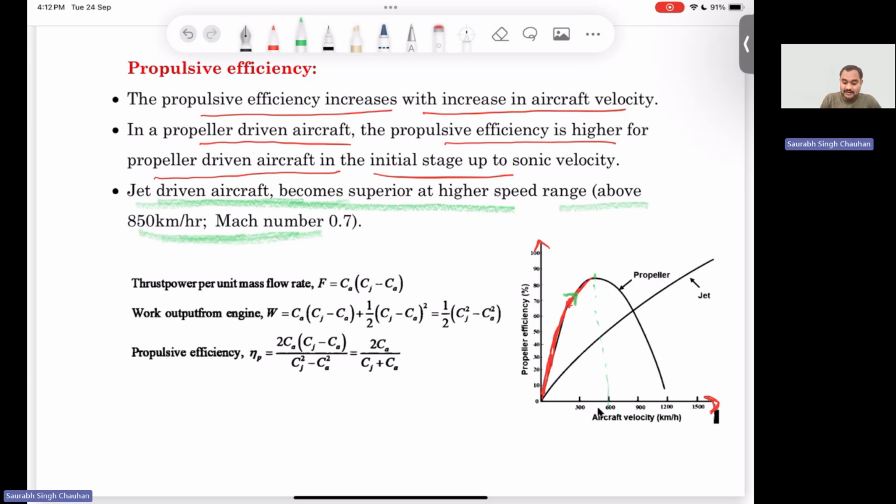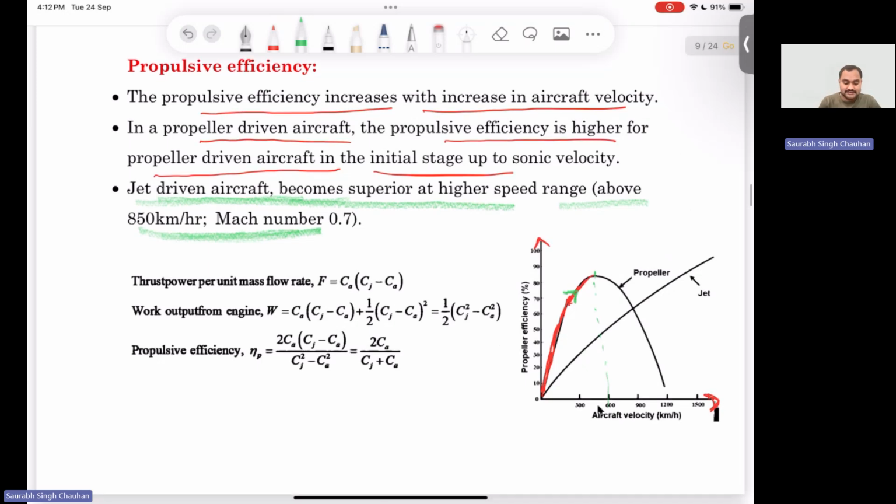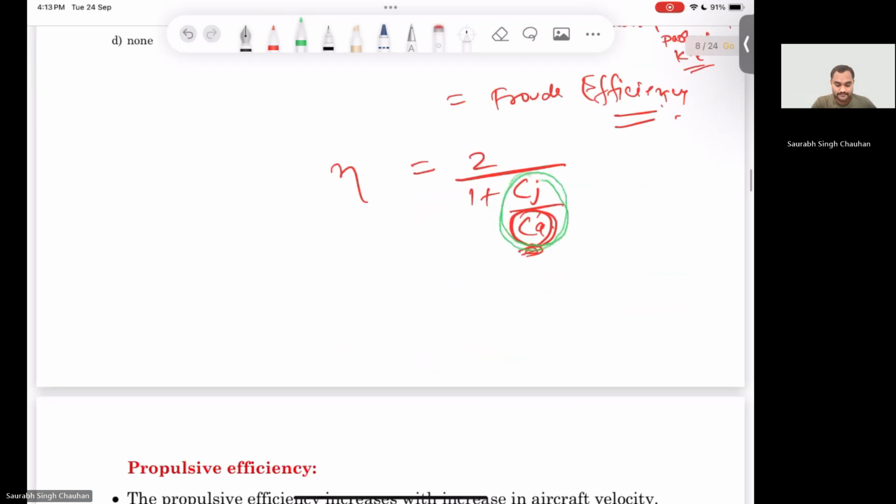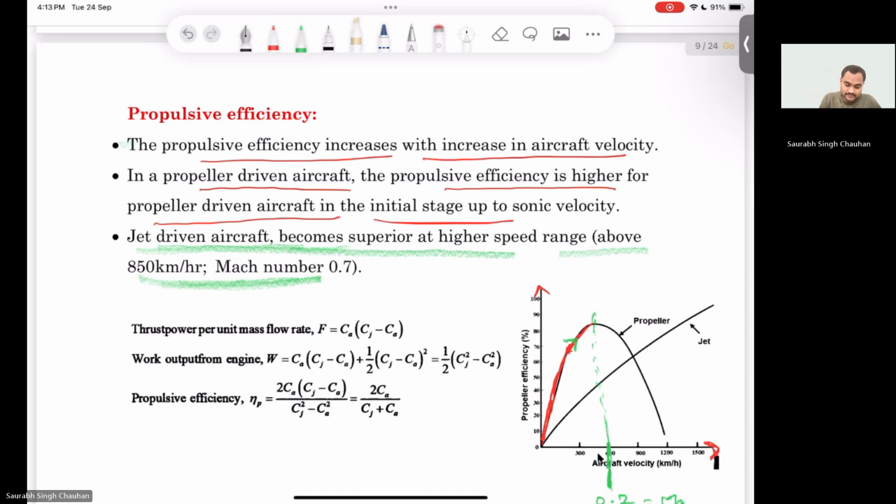So above a Mach number of 0.7, at speeds of more than 850 kilometers per hour, jet driven aircraft become better, okay? So up to this range, sonic, this is something around 0.7 Mach number. Okay, so up to this point the propeller efficiency is better, and then it decreases. Okay, so I hope this is clear. Propulsive efficiency increases with increase in aircraft velocity.